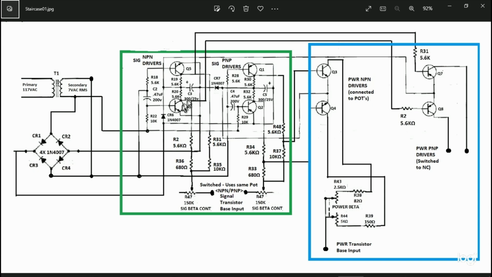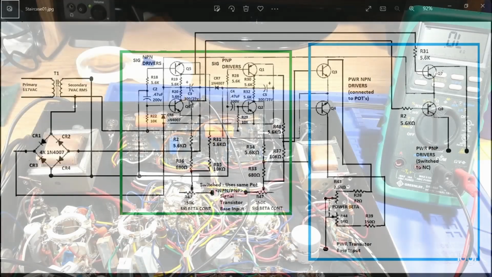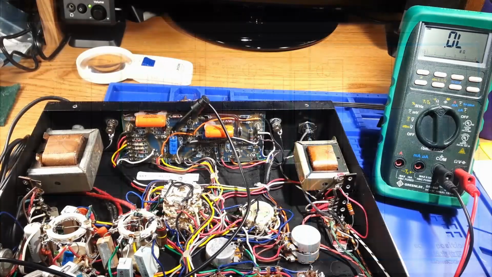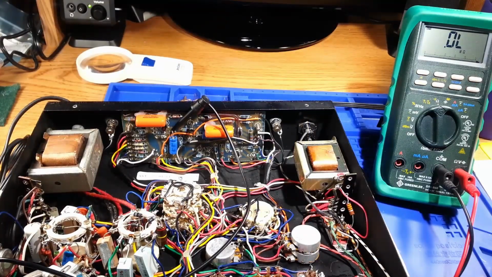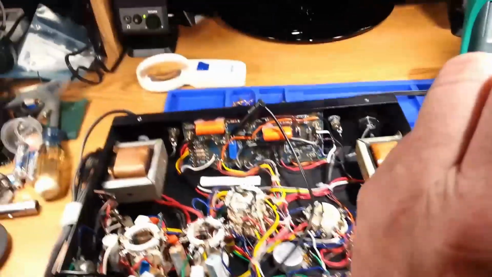Now, associated to Q5 and Q6 is capacitor C3, which is supposed to be a 300 microfarad 25 volt electrolytic, and then capacitor C2 is tied to the base of Q6 directly. That is a 0.47 microfarad orange drop. Now let me zoom in and show you what I found.